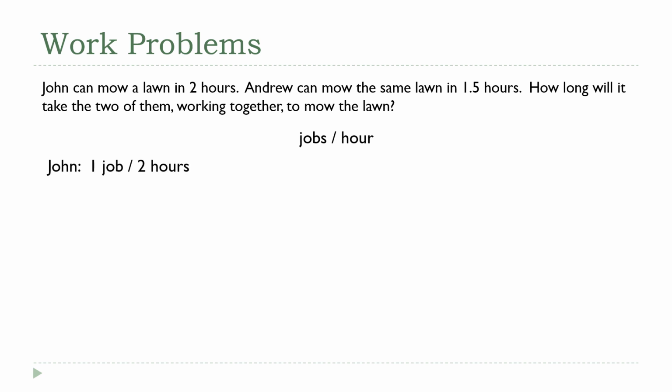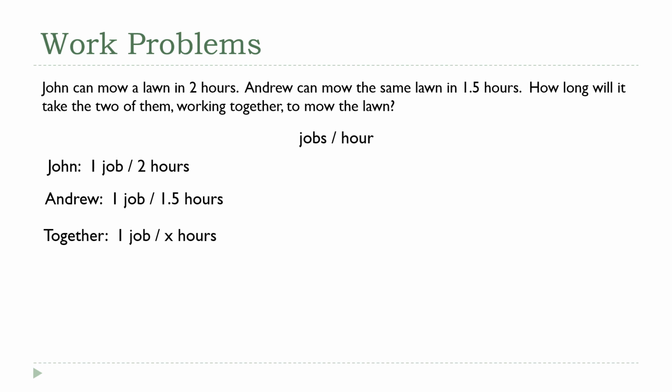So with that in mind, let's pick out their individual rates. John can do one job in 2 hours. Andrew can do one job in 1.5 hours. And how about the two of them together? Well, that's what I'm trying to find. That's the time that I'm trying to find. So collectively, I'm going to say they can do one job in X hours.